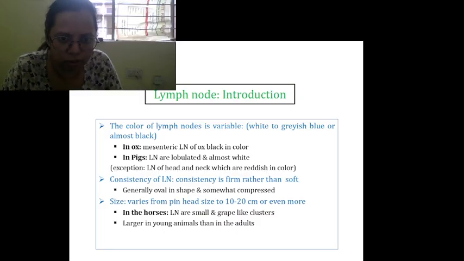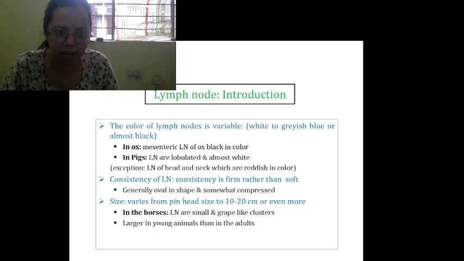So the color of lymph node is variable, white, grayish blue, almost black. In ox, the mesenteric lymph node is black in color. Pigs में क्या होता है? Lymph nodes are lobulated, almost white. So in pigs lymph nodes are lobulated.